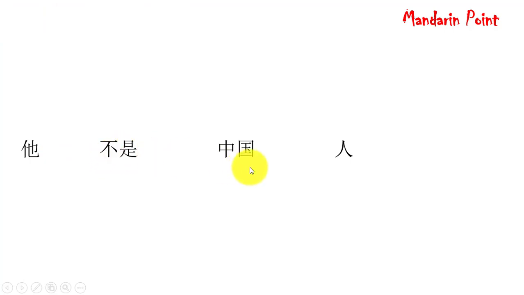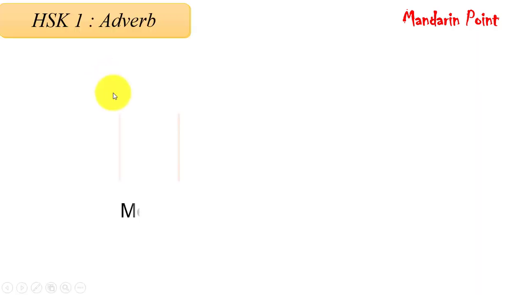他不是中国人。He is not. 是 means is, but 不是 means is not. 中国 meaning Chinese. 人 meaning people. 他不是中国人。Let's move towards next adverb.